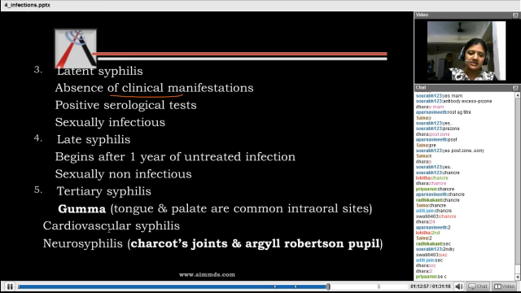You don't have any clinical manifestations in the latent syphilis. There is also a late syphilis which happens only after 1 year. Then tertiary syphilis is gumma. There is also neurosyphilis, and in neurosyphilis you will see two kinds of features important for you: Charcot joint and Argyll-Robertson pupil. Very important MCQ. It is seen in neurosyphilis.